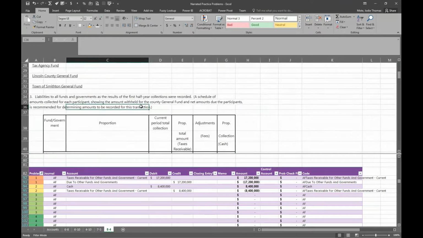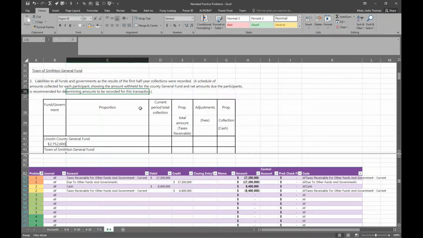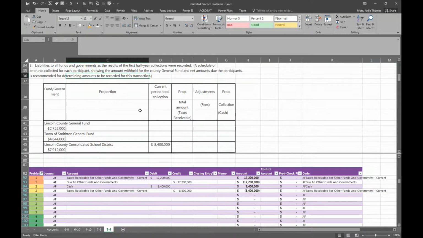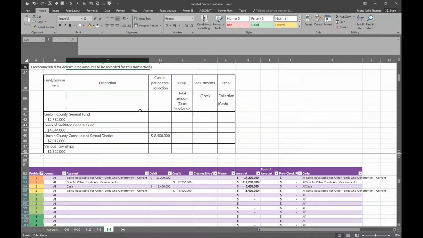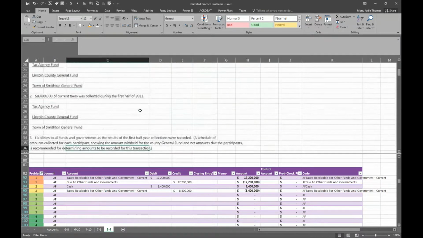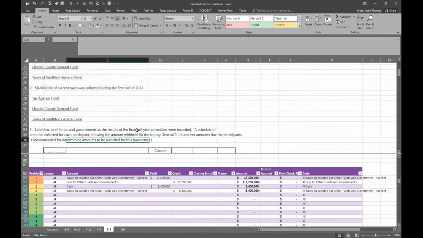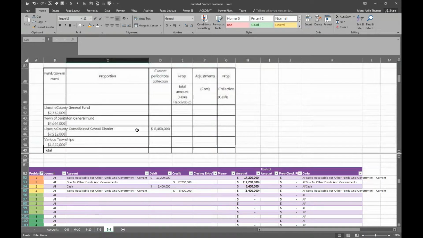Even though I don't think it works like this in practice, just because you collect 18 million in the first half of the year doesn't automatically mean that everybody's going to get their proportional share of that based on their original levy. But anyway, that's what this problem assumes.